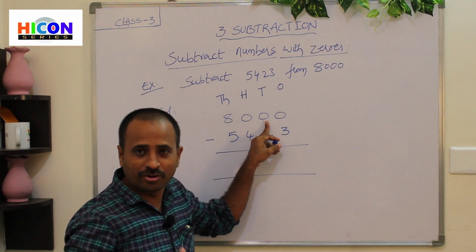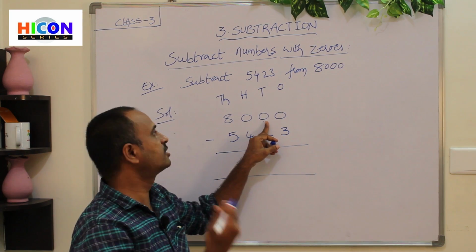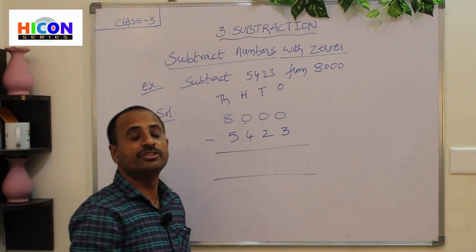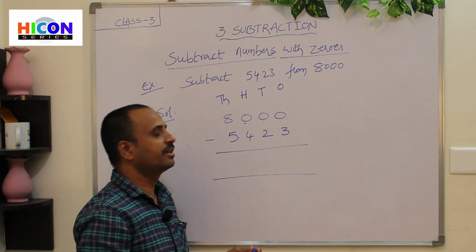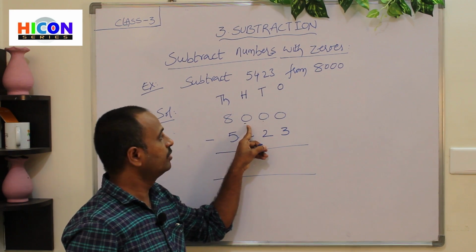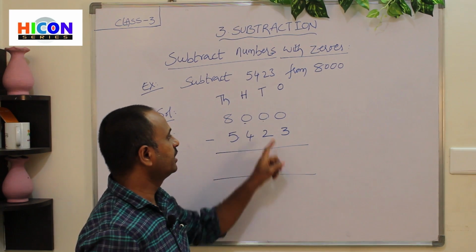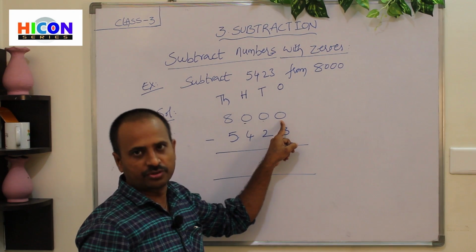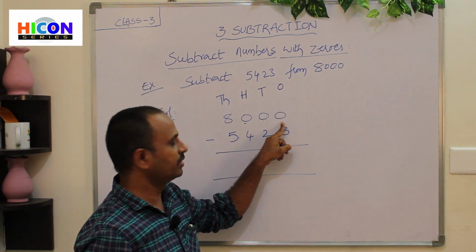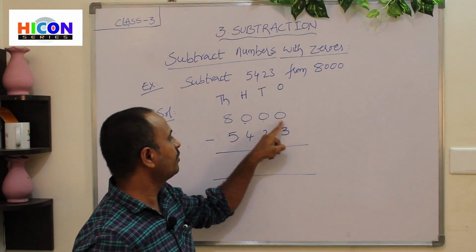Since there are no tens, now go to the hundreds place. How many hundreds are here? Here also there are 0 hundreds. That means there are no hundreds in the given number. Children, are you able to understand here? In the ones place there are zeros, so subtraction is not possible. That's why we have to borrow from the tens place.